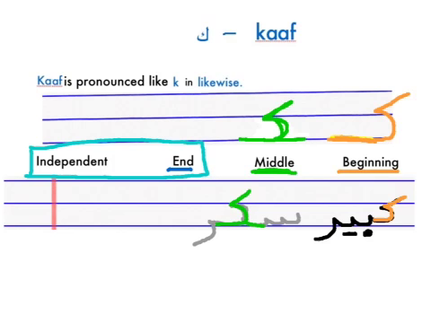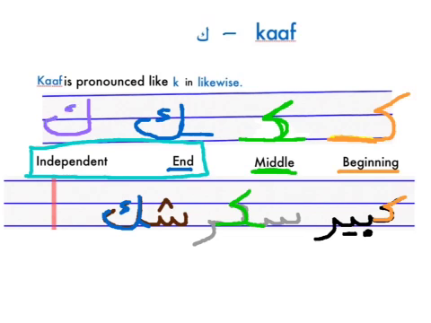At the end, in its connected form, it is written completely different. Watch how I write it. Notice that I write the letter Hamza in the middle. An example would be the word shak, which means doubt. At the end, in independent form, we write it like this. An example would be the word duk.